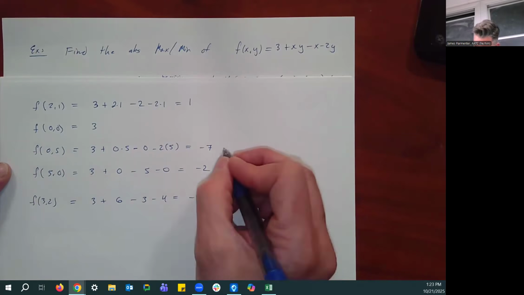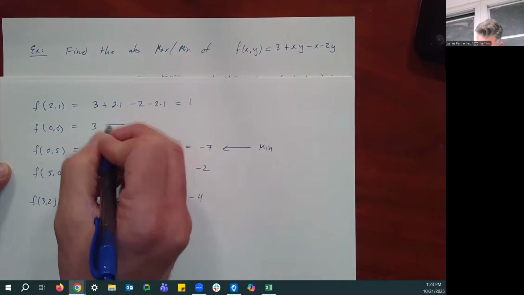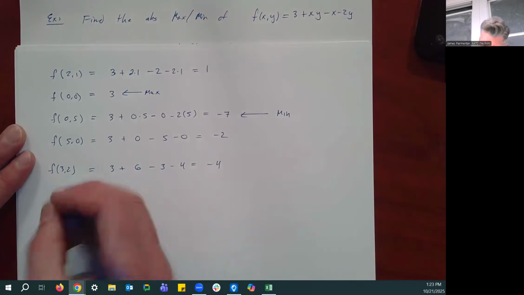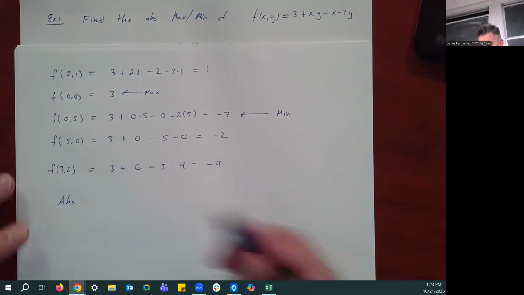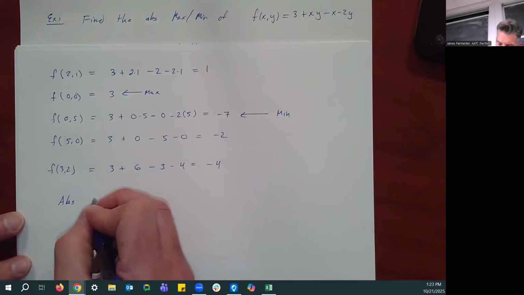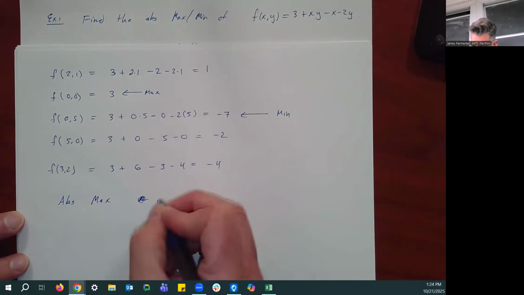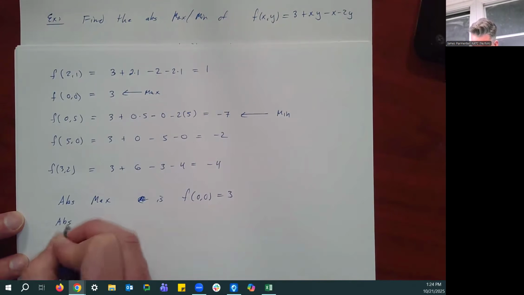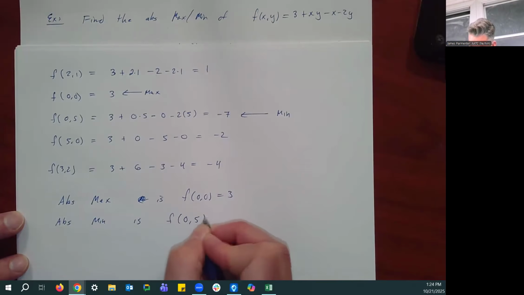Let's see. There's our minimum. And there's our maximum. Unless I'm missing something. Yeah. Cool. Honestly, doing that is usually enough for people. But if we want to be super extra clear, your absolute maximum is f of 0 comma 0 equal to 3. Your absolute minimum is f of 0 comma 5 equal to negative 7.